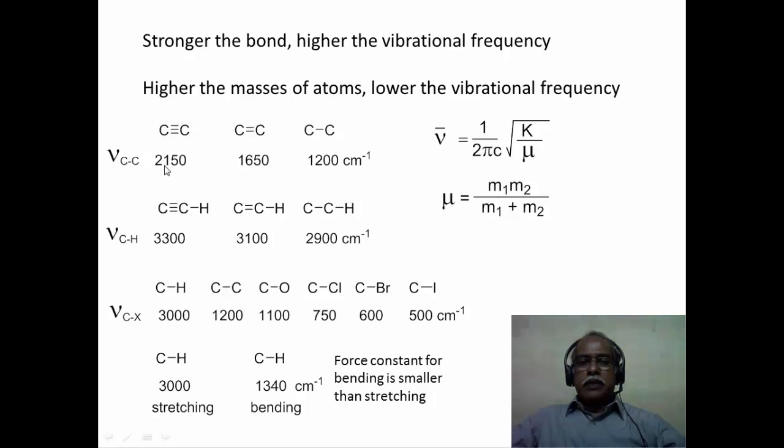The C triple bond C appears at 2150 inverse centimeter. The C double bond C appears in the region of 1650, whereas the C single bond C appears in the region of 1200 inverse centimeter.